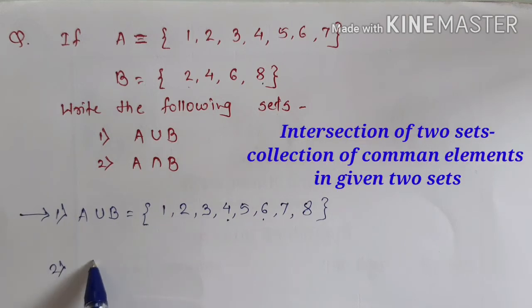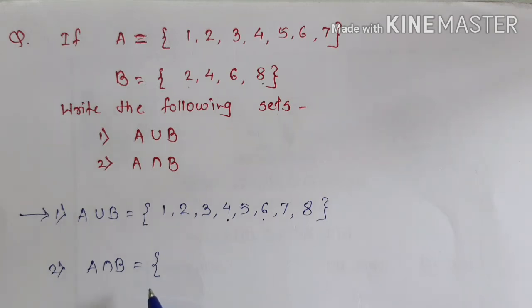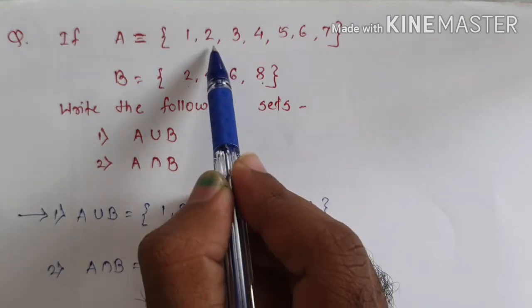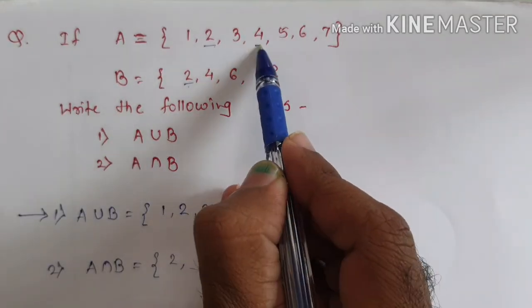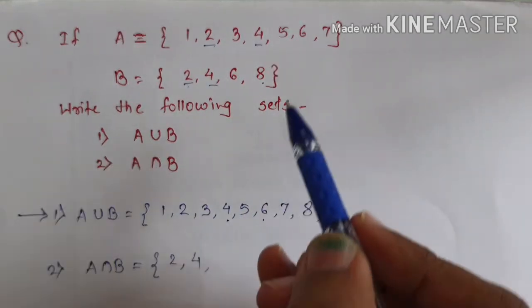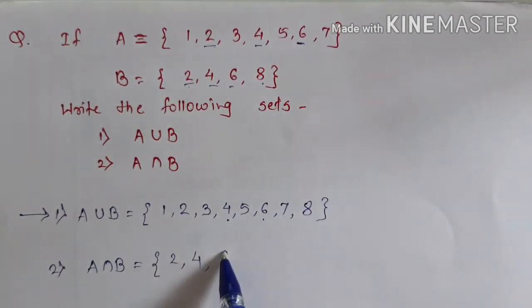Now the second one, we need A intersection B. Intersection stands for common elements. So we have to only find the common elements and take those in this set. As we can see here, 2 is the common element which is present in both the sets. Then 4 is also common and again 6 is also common. So these are the only three elements which are present in both set A and set B. So their intersection must be {2, 4 and 6}.